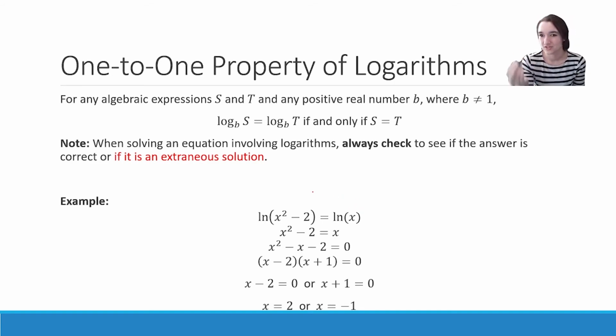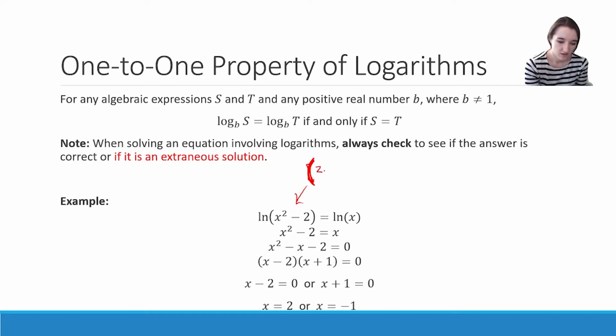So, or you can just state your domain at the beginning. Here, the domain of ln of x squared minus 2, well, x squared is always positive. We're moving it over 2. The domain of this one is actually just open parenthesis, square root of 2 to infinity. The domain of this one is 0 to infinity. So, square root of 2 to infinity, my bad.